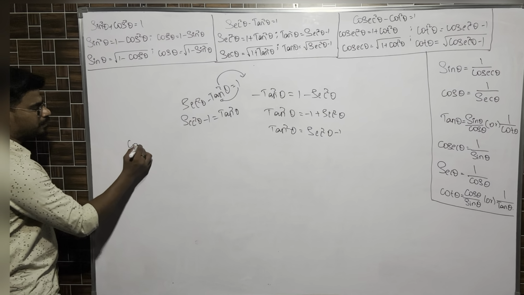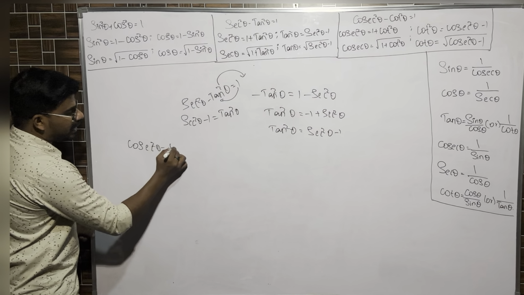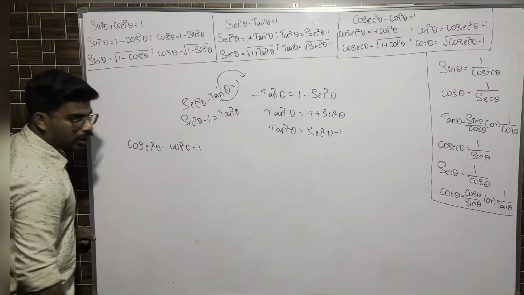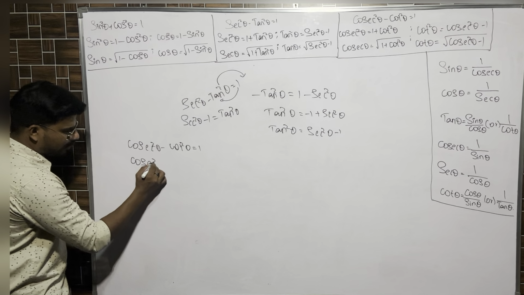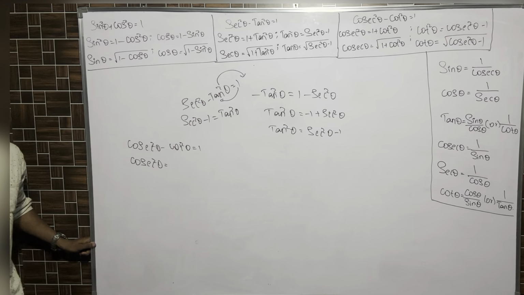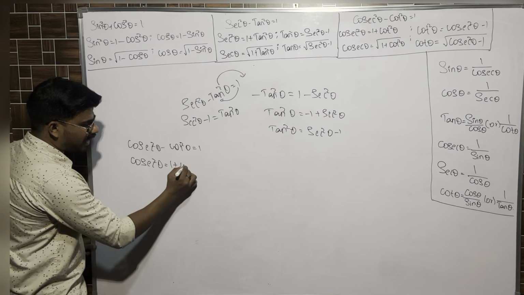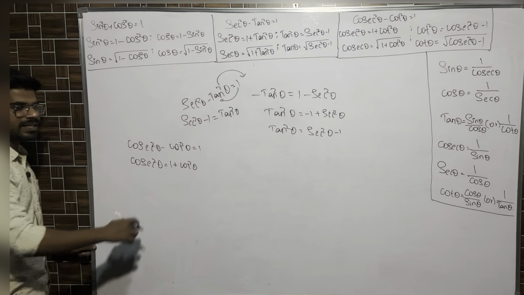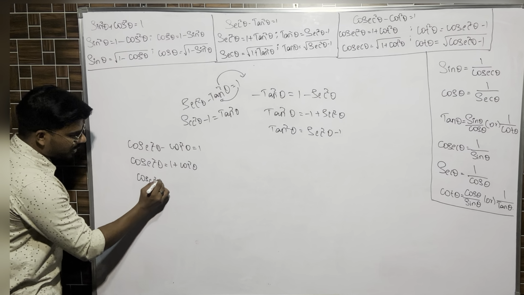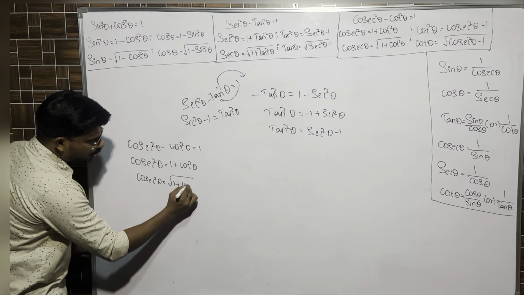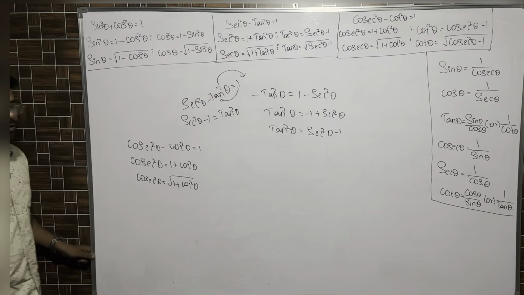Cosecant square theta minus cot square theta is equal to 1. From here, if I send cosecant square, that's not a problem. If I keep cosecant square here only, I'll send cot square. Minus cot will become plus: cosecant square theta is equal to 1 plus cot square theta. If I send the square over there, it will become under root.